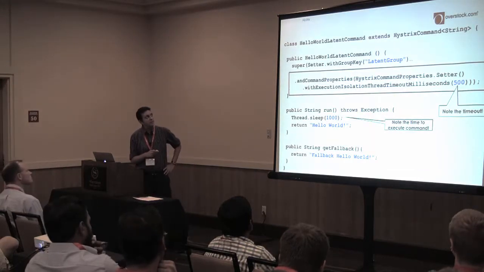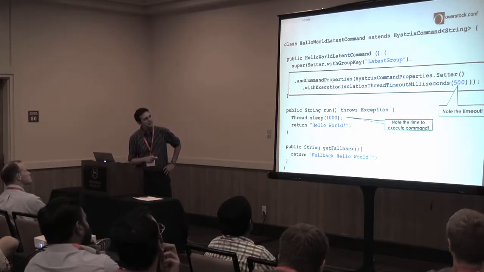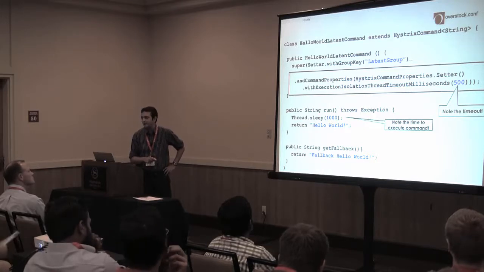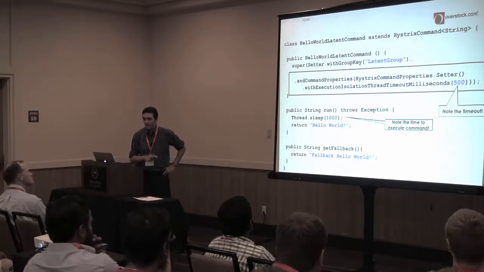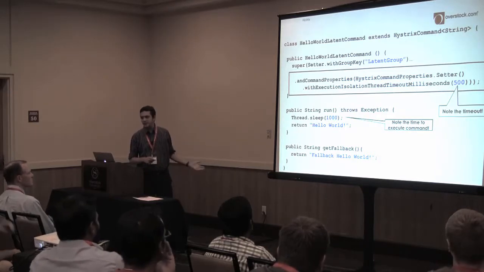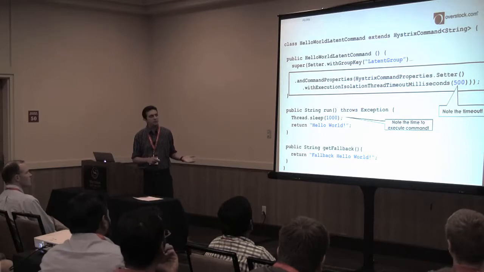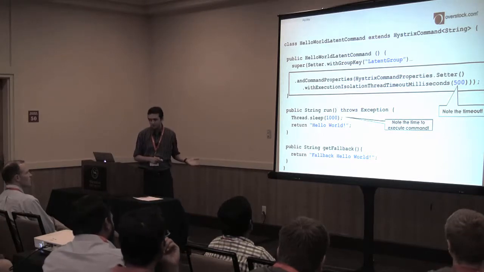I create a new class called Hello World Latent command, which is designed to be latent. In the beginning of it, it sets the isolation thread timeout milliseconds to be 500 milliseconds. But the actual run method is running for 1 second at the very best scenario, right? So it's 1 second of sleep time. This command is always going to time out because you set your timeout to be a far lesser value than the run method is going to run.